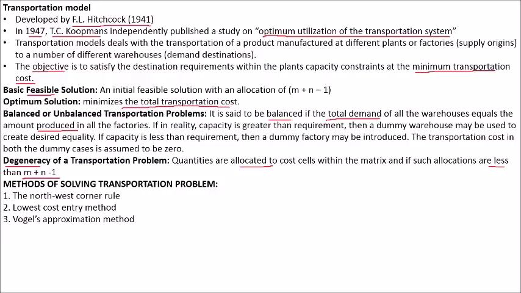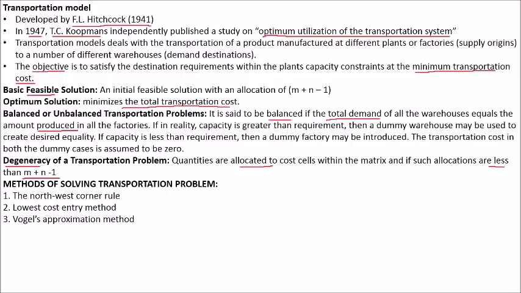Don't be confused. Balanced means the total demand given in the question is equal to the total supply given in the question. Unbalanced means these two are not equal: either demand is higher than supply or supply is higher than demand. So that is the definition.